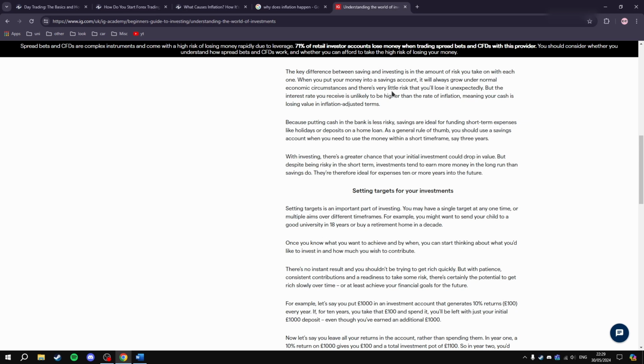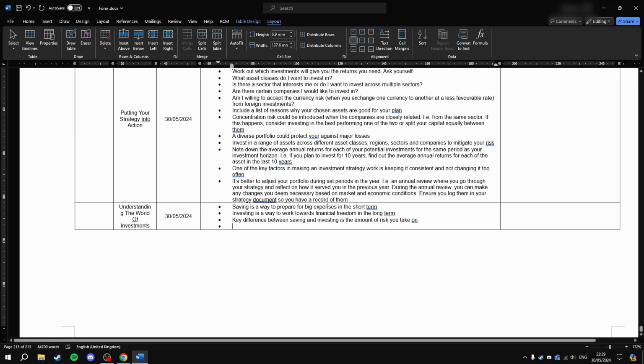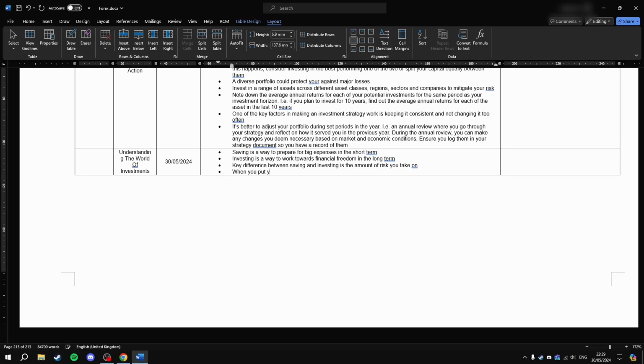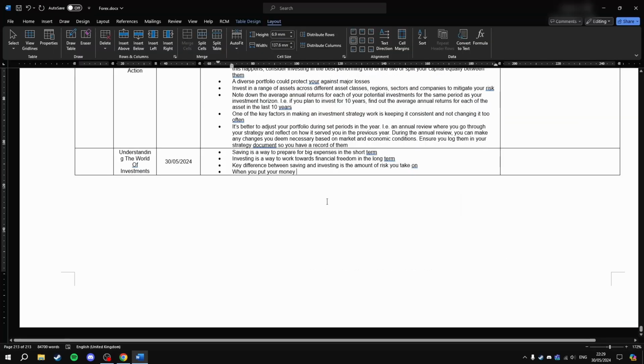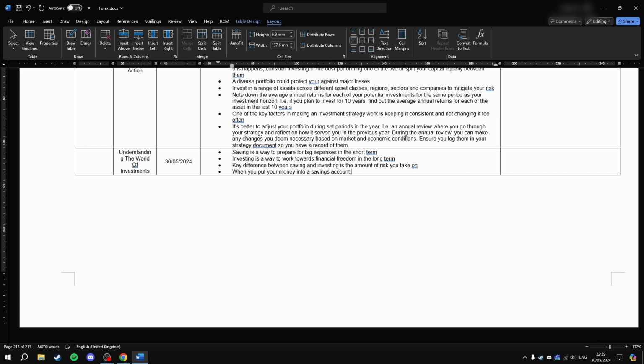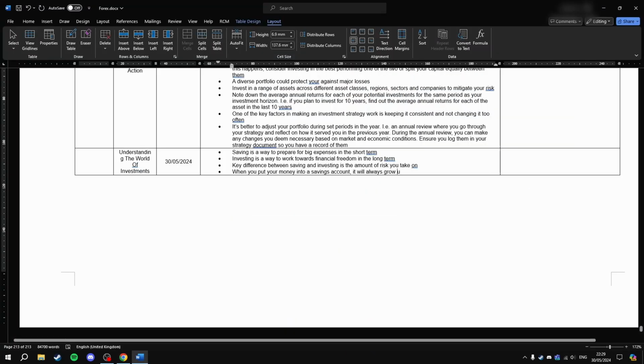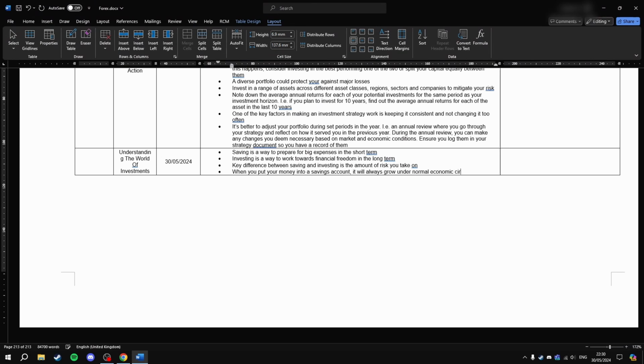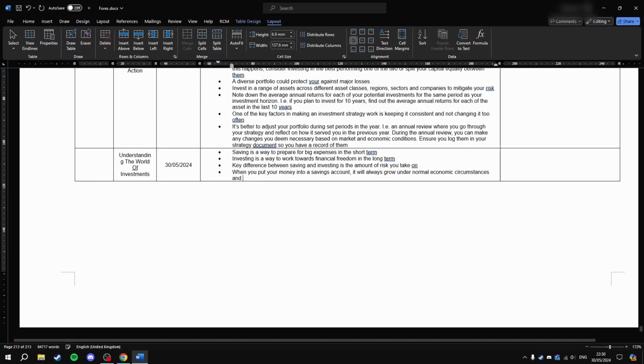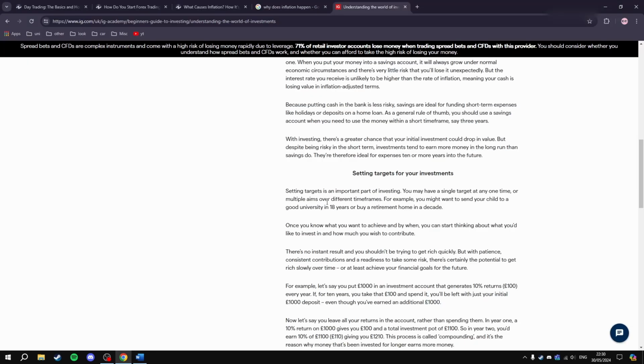Oh damn, okay, so when you put your money into a savings account, it will always grow under normal economic circumstances, and there's very little risk you'll lose it unexpectedly.